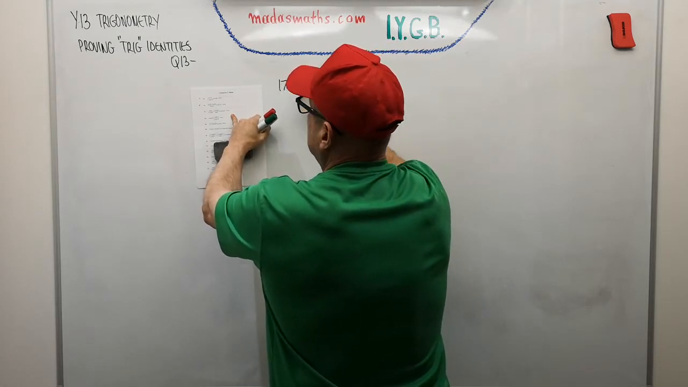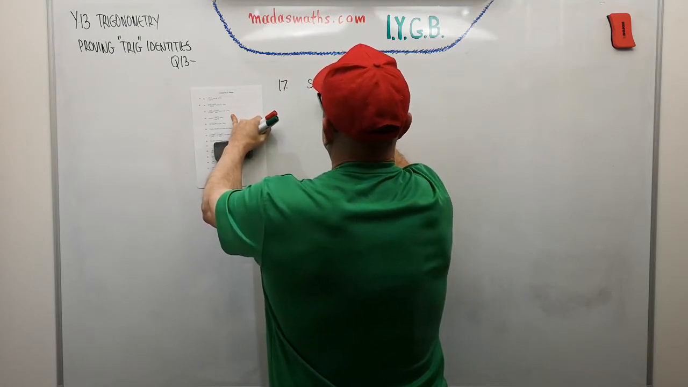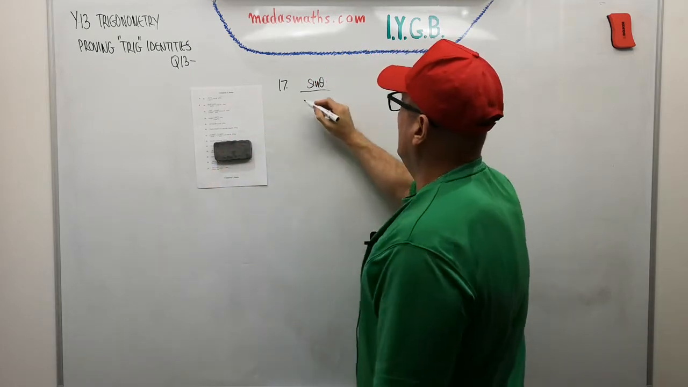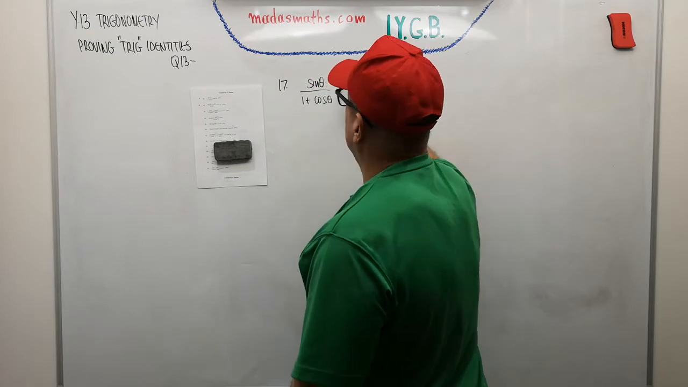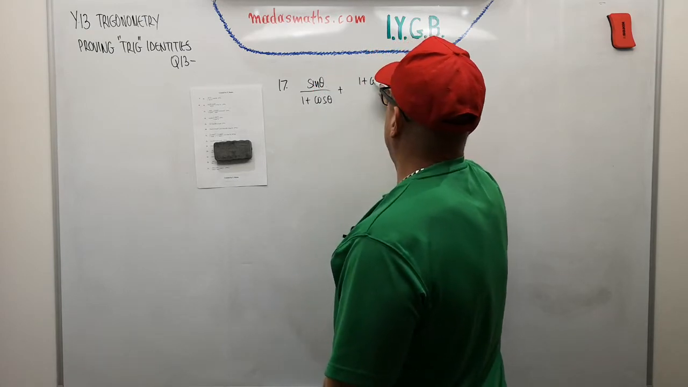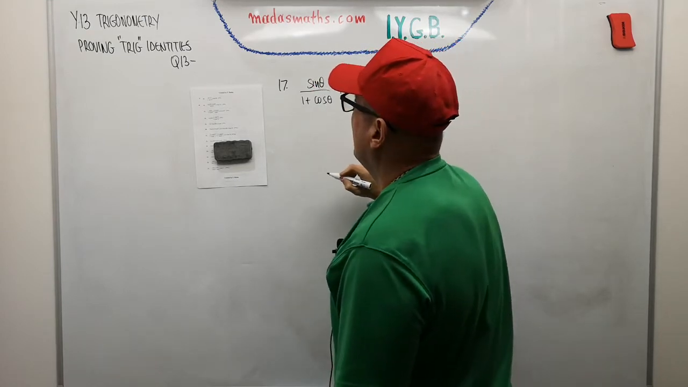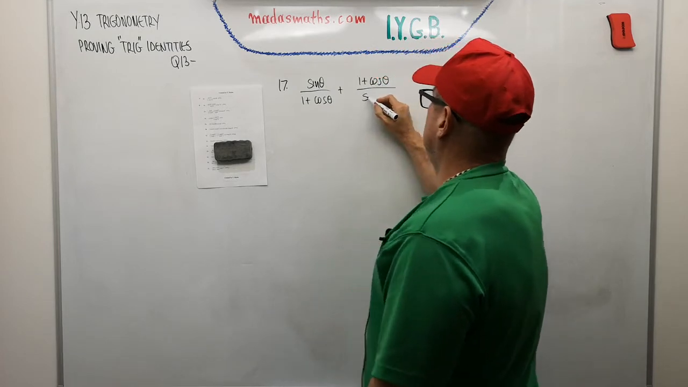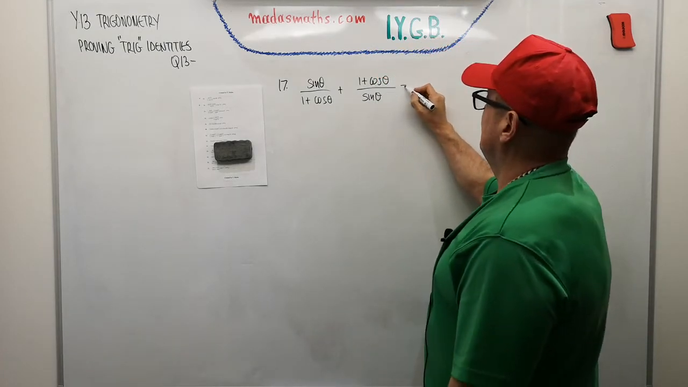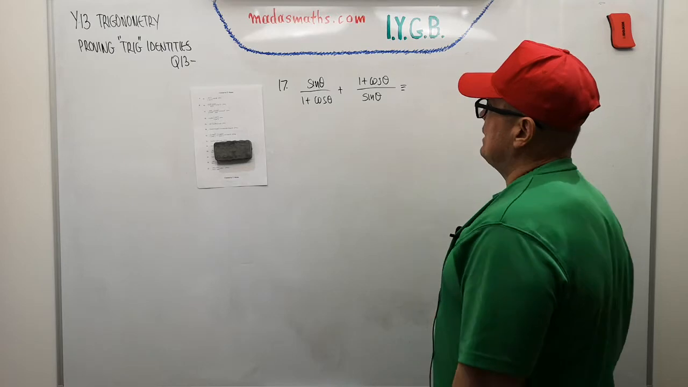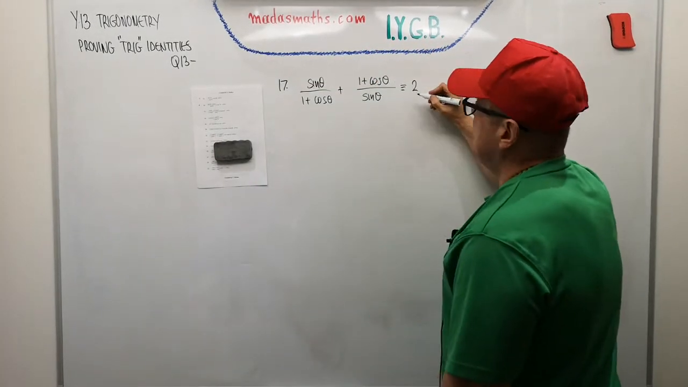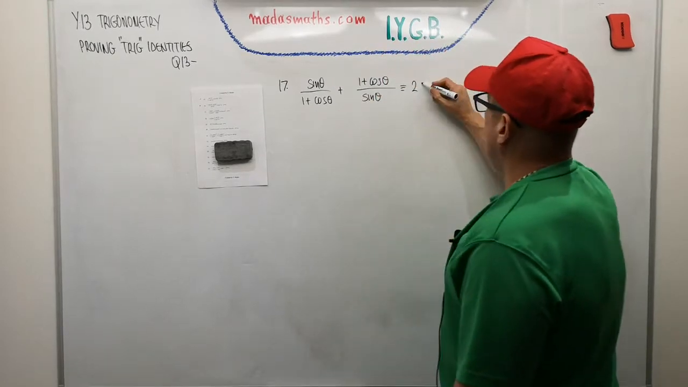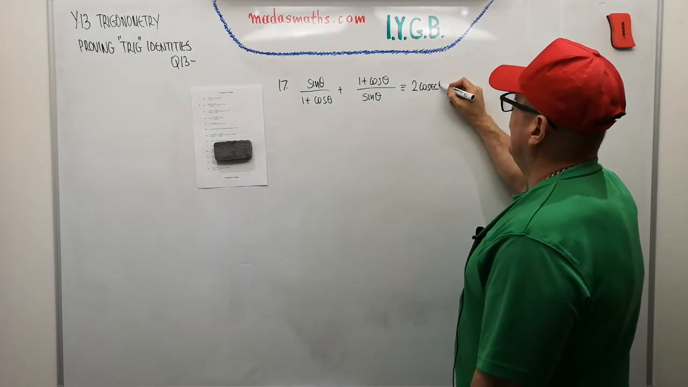Number 17, sine of theta over 1 plus the cos of theta plus 1 plus the cos of theta over the sine of theta. So the same thing but upside down, is equal to, identically equal to 2 cosec of theta.